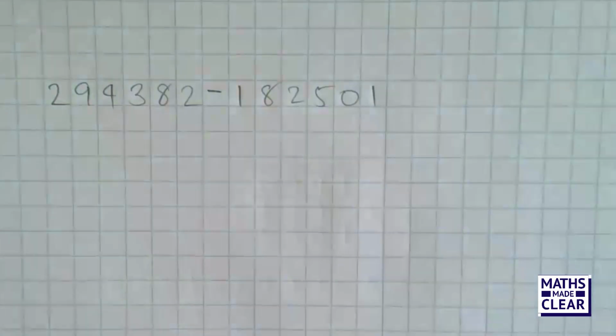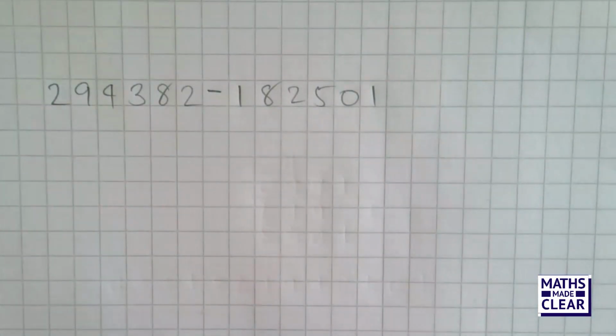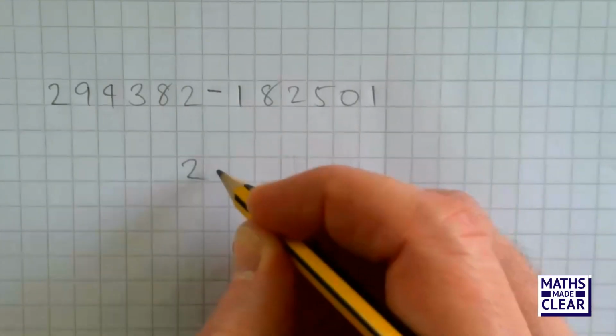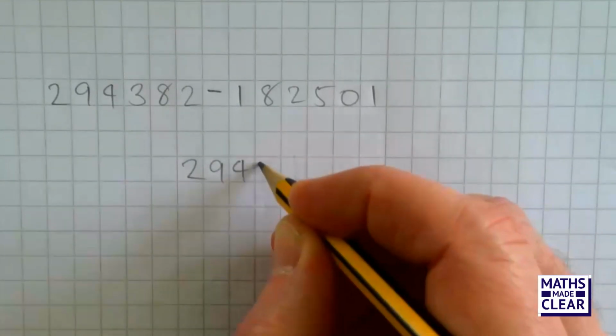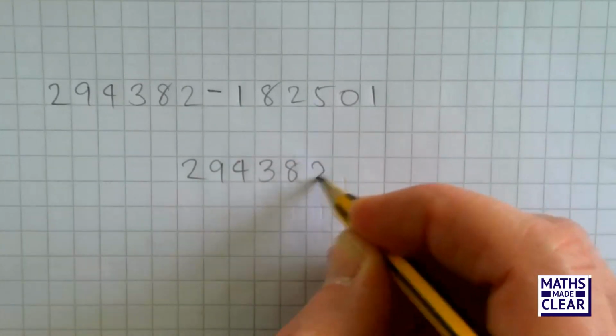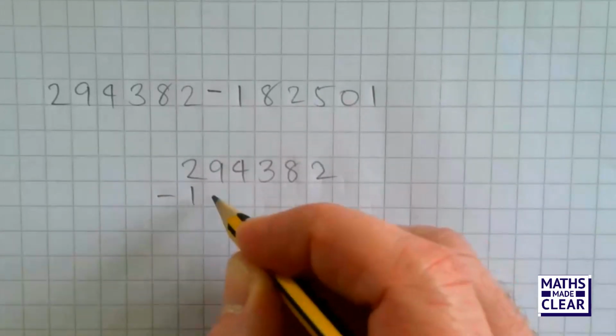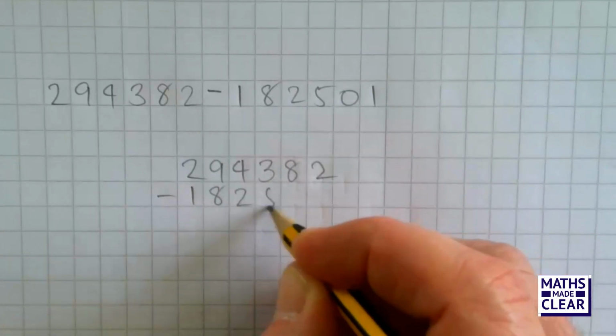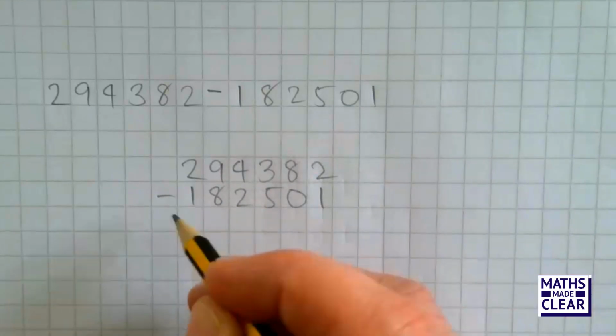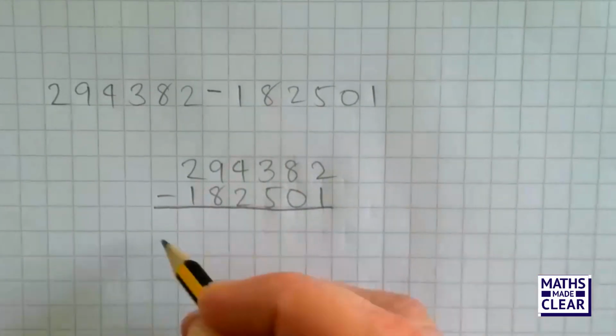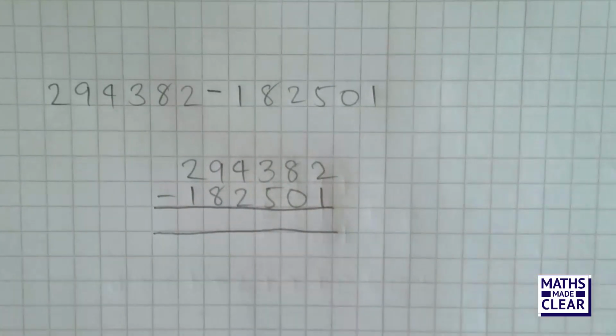So what we need to do is we need a written method, what we call a formal method, or column subtraction. So we would set it out like this in very clear columns. So we have the ones columns lined up, so the ones, and then the tens, and then the hundreds, and then the thousands, and then the 10,000s, and then the 100,000s. We could also potentially use counters for each place value counters.